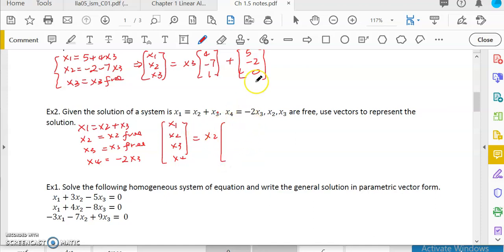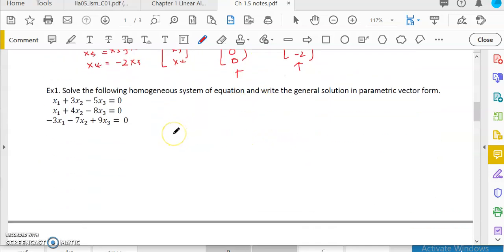In some books, they actually pull the constant out first, so you can do that. x2, this one has x2, so I say 1 for x1. And then I have 0 for x3, and no x2 also, because the last one only has x3. And then I have x3, which is a free variable. x3 would be another 1, 0, 1, negative 2. And that's it. So the solution is a linear combination of any linear combination of this vector and this vector.